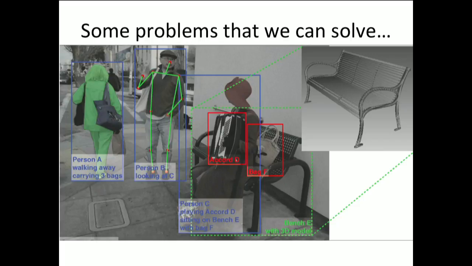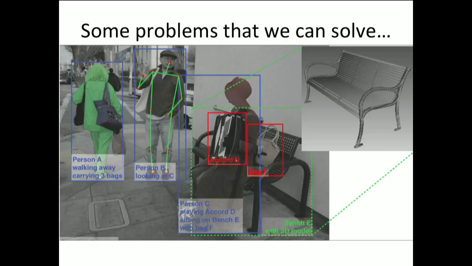It's a person, not a giraffe. And then that person is performing some action, which is walking away from us. So that implies some judgment of depth, that the depth with respect to us is increasing. And this person is carrying 3 bags, which requires doing further segmentation and recognition.